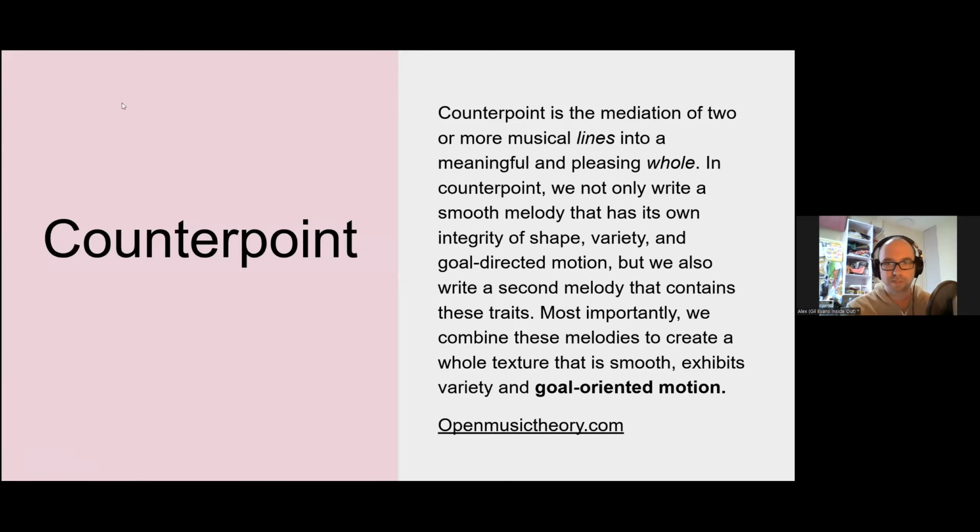So I came across this phrase from Open Music Theory, and this is really what got me thinking about counterpoint in Gil. Counterpoint is the mediation of two or more musical lines into a meaningful and pleasing whole. In counterpoint, we not only write a smooth melody that has its own integrity of shape, variety, and goal-directed motion, but we also write a second melody that contains these traits. Most importantly, we combine these melodies to create a whole texture that is smooth, exhibits variety, and goal-oriented motion.